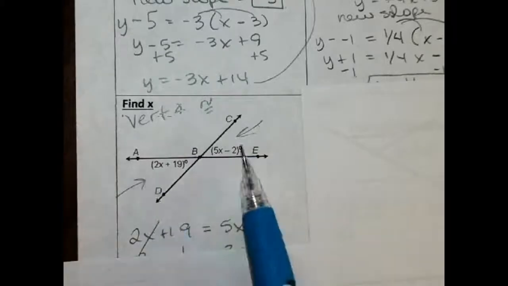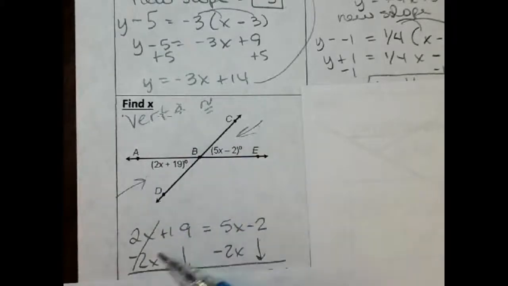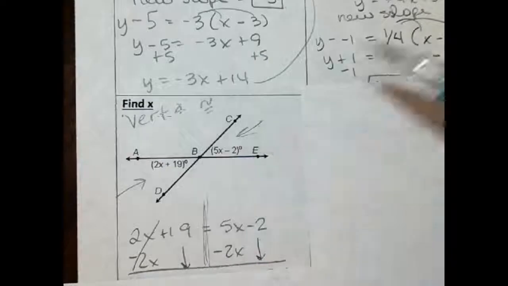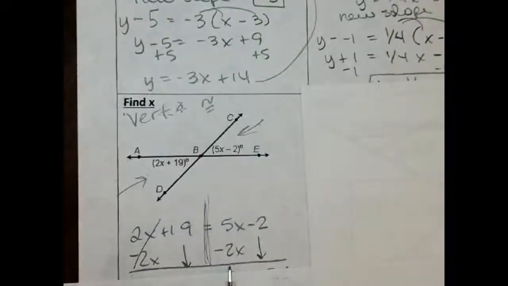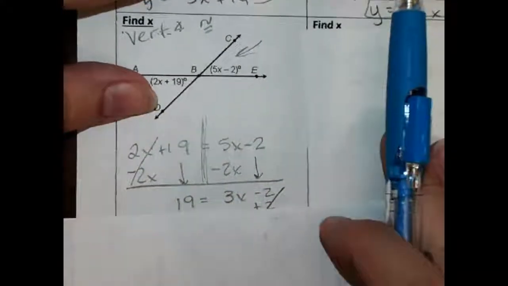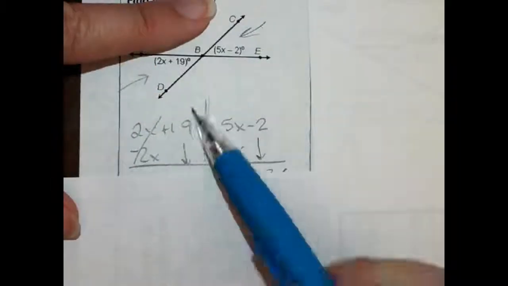This one equals this one. I subtracted the x. Now these are on opposite sides of the equal sign, so I have to do the same thing on both sides. Minus 2x on both sides. Bring these other parts down.